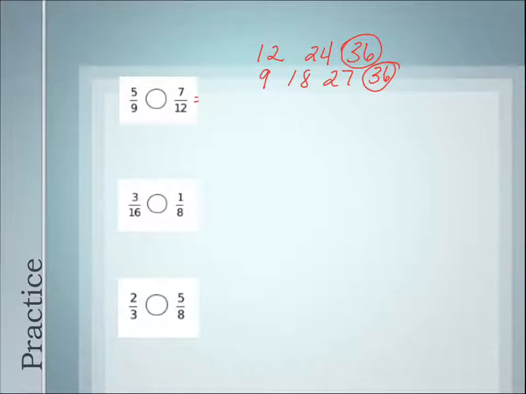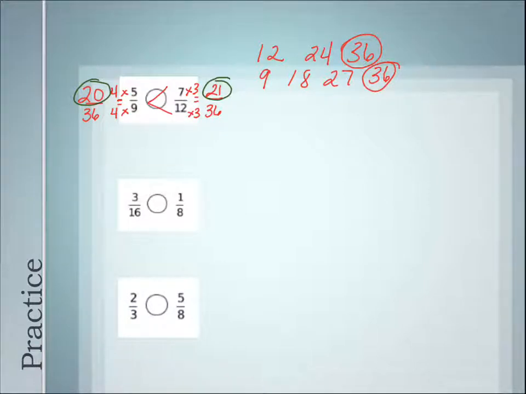So what I'm going to do is write two equivalent fractions that have 36 as my denominator. 12 times 3 is 36, so I have to multiply 7 times 3. That's 21. 9 times 4 is 36, so then I have to multiply 5 times 4, and that gives me 20. Now I can just compare my numerators, 20 and 21. Well, 21 is greater, so 7/12 must be greater.